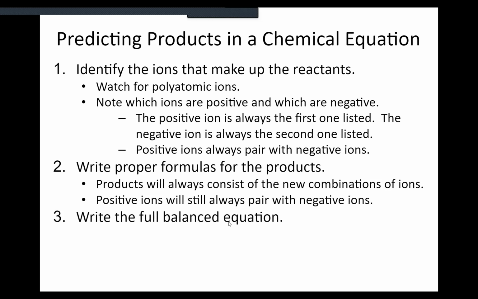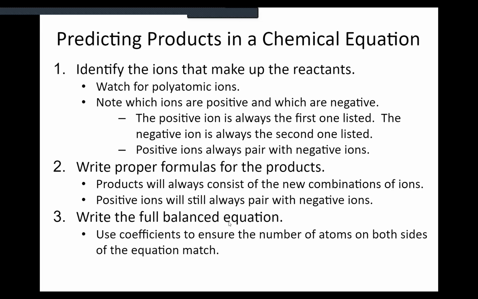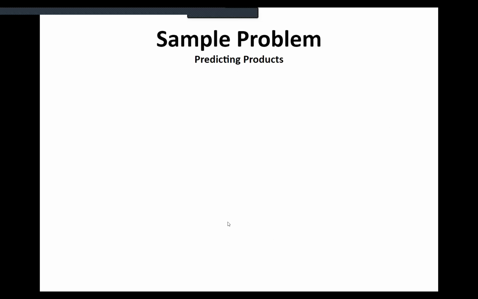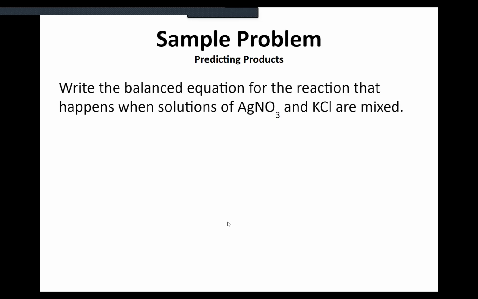Lastly, write the full balanced equation, keeping in mind the coefficients needing to balance the number of atoms on both sides. And then lastly, write AQ after the substances that are still dissolved. Write S after the precipitate, if there is one. There might not be a precipitate. You'll have to consider a list of what we call solubility rules. Let's take a look at an example.